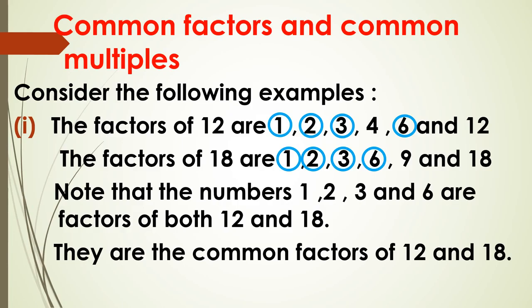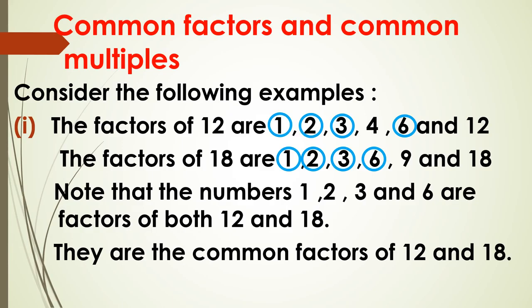I have encircled these common factors with a blue circle. We will find out the factors of one number, then we find out the factors of the second number. Then we will see which factors are common in both. Just like in this, 1, 2, 3 and 6. So these are the common factors of 12 and 18.